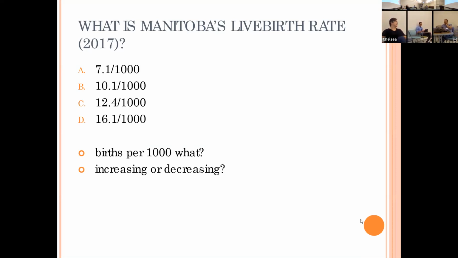And the important thing here is that when you read a live birth rate, just know that the denominator is population.